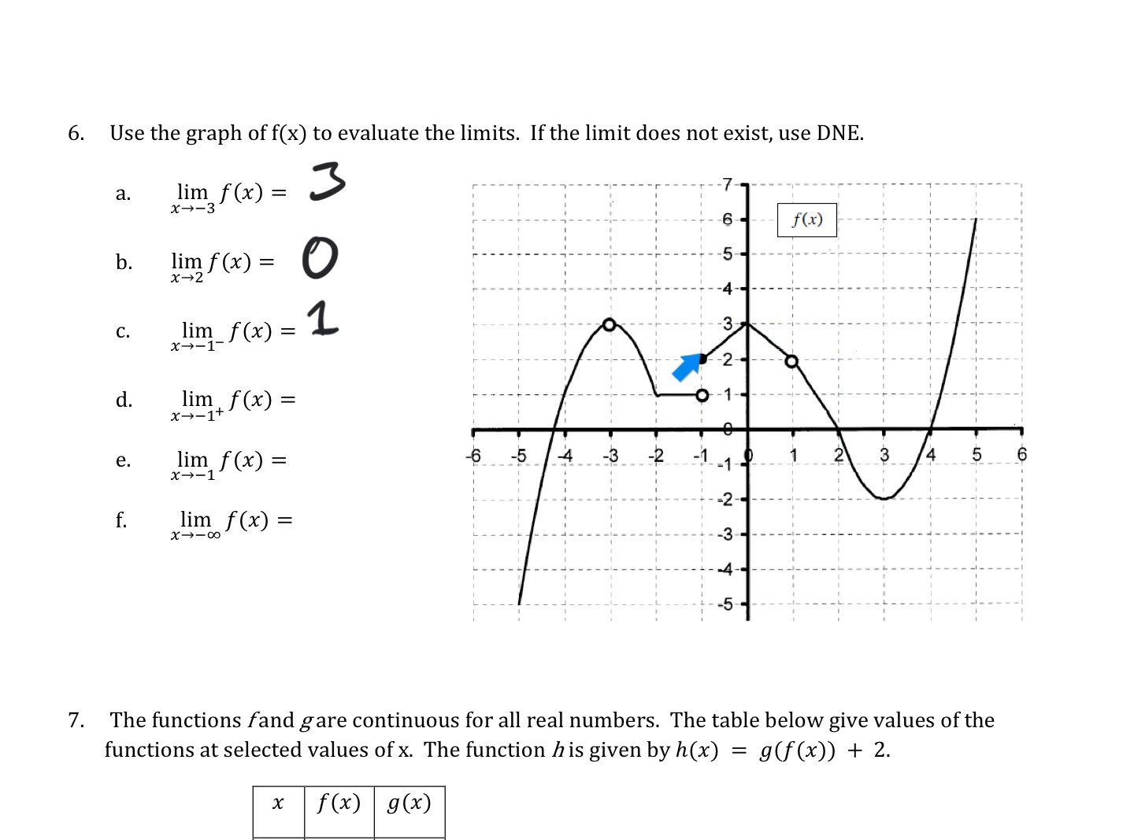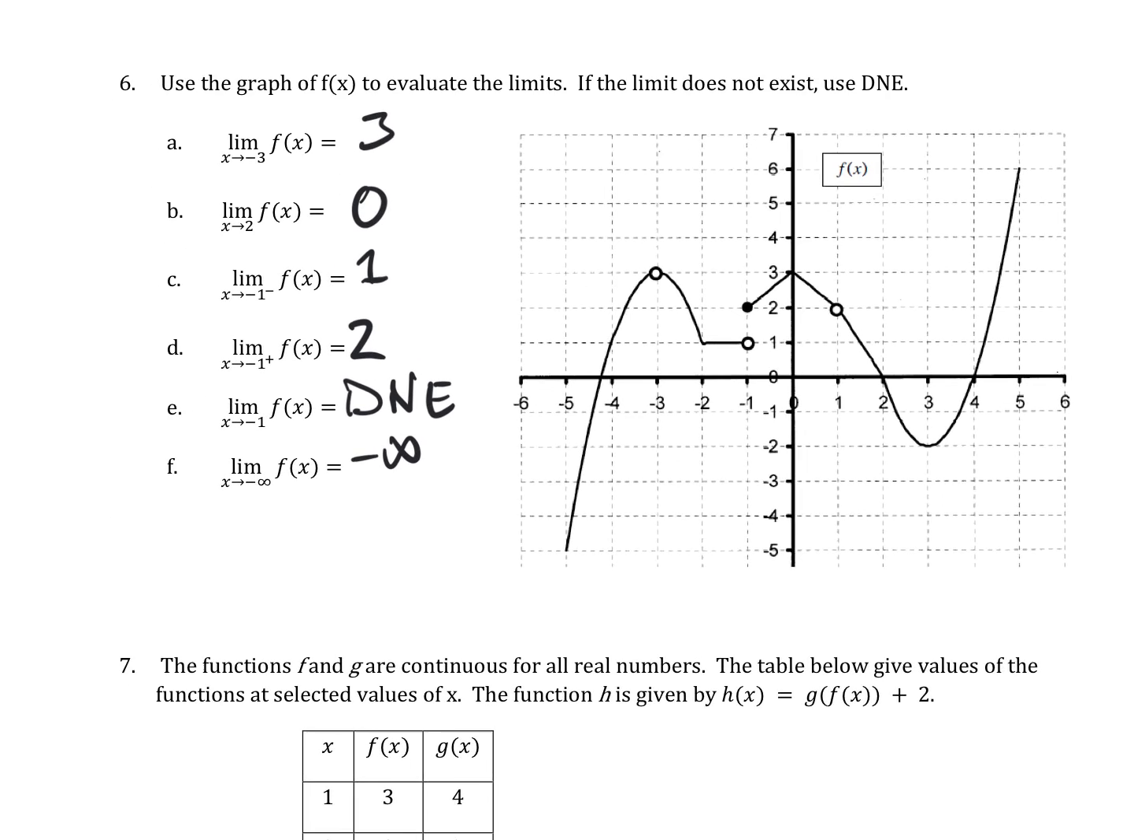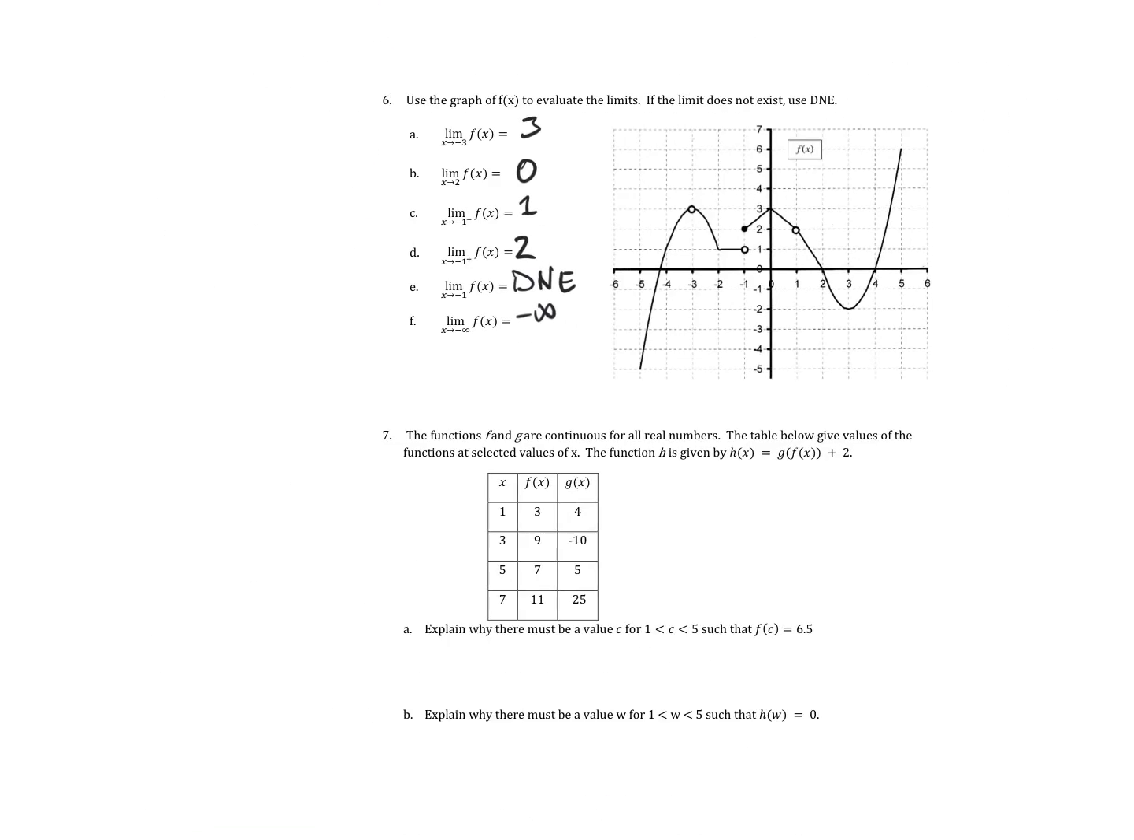-1 from the right is going to a y value of 2. So what's the limit as we go to -1? Well, this one doesn't exist because they don't agree. And what about as we go to negative infinity? Well, as we go to negative infinity, it's going down forever to negative infinity. So there's our graphs.